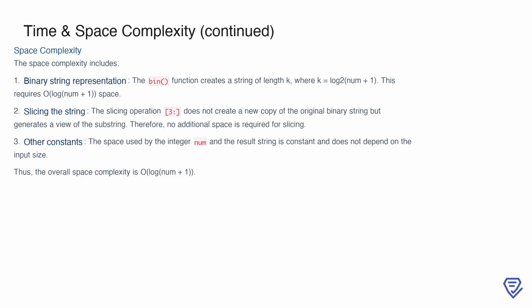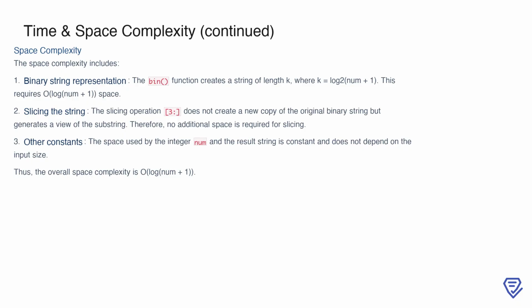The binary string representation created by the bin function is of length k, where k equals log base 2 of number plus 1. This means it requires O(log(number + 1)) space. When we slice the binary string with [3:], it's important to note that slicing creates a view of the substring rather than duplicating the string, so no additional space is consumed for this operation.